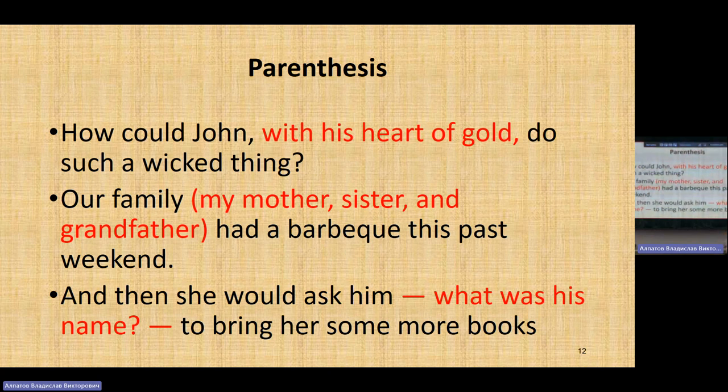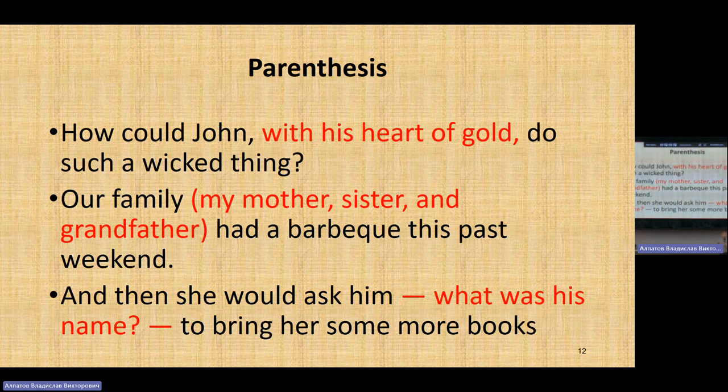Well, this last sentence also shows us characterization through parentheses, when she doesn't even remember the name of the man who brought her books. What was his name? Как его бишь там? Right?